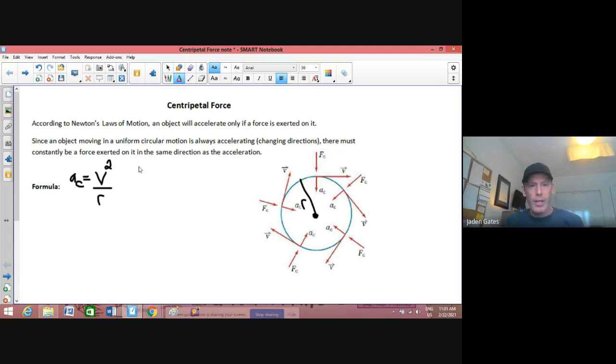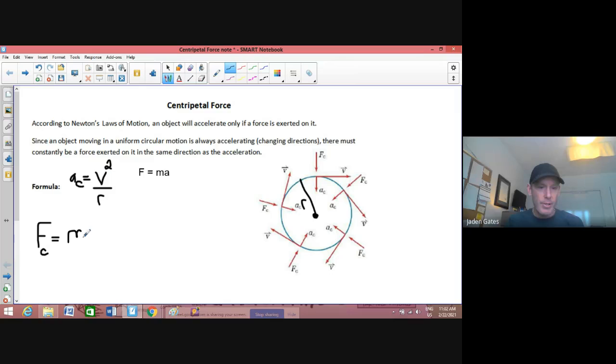Now, what I'm going to use, and it's been used quite a bit, is Newton's second law, which is F equals ma. So if I want to find the centripetal force, I'm simply going to take my mass and multiply it by my centripetal acceleration, which gives mv squared divided by r. All right, so there we go.